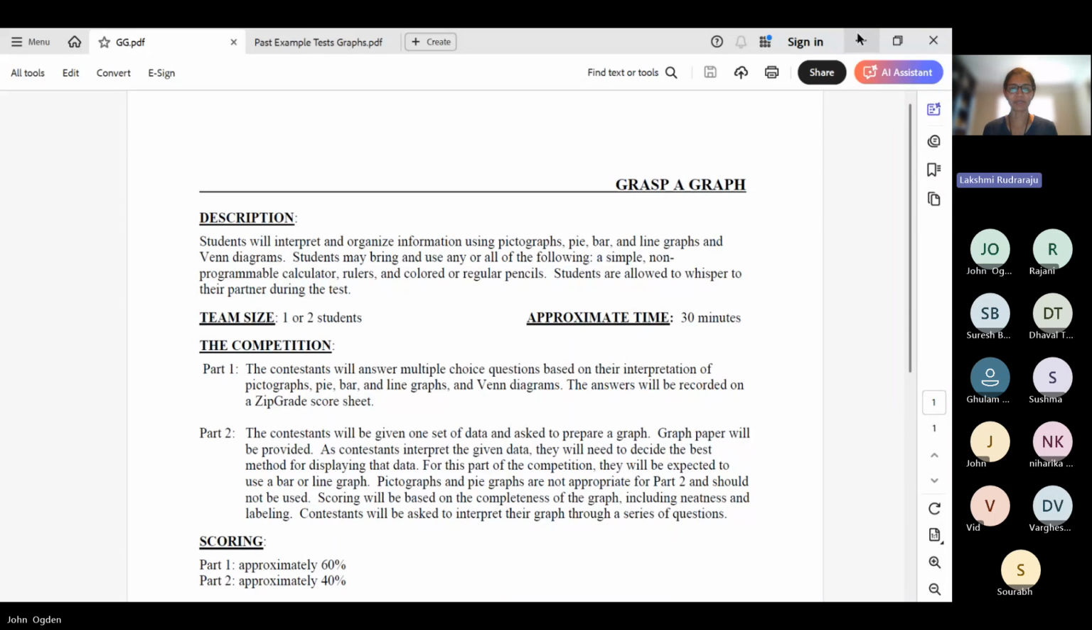Lakshmi, are you there? Yes, I'm here. I don't know what happened. I just got disconnected. Okay, good. I just pulled up a copy of the rules and we just read the first paragraph of what people can bring into the room. Yeah. Thank you, John.